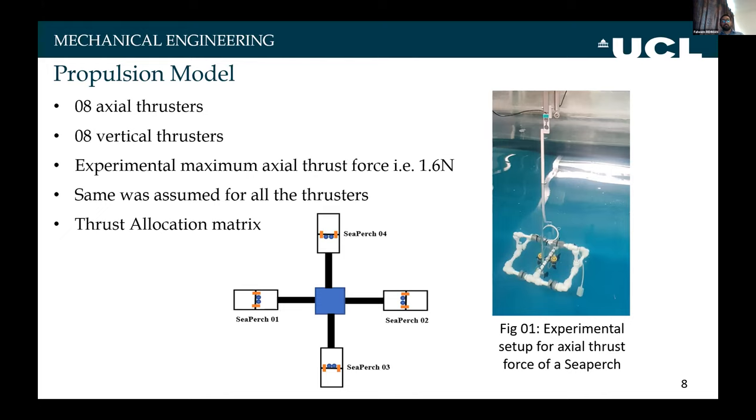And the same was also assumed for the vertical thrusters. So all the thrusters on the system were assumed to produce a maximum of 0.8 newton each. The thrust allocation matrix was developed, taking the effect of all the thrusters about the center of the combined body.